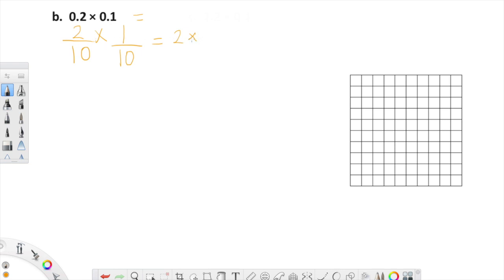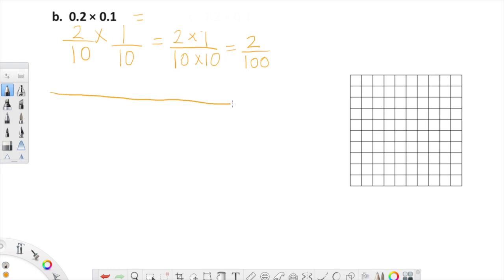So up top, we're going to multiply the numerators together. That looks like 2 times 1. And then down low, downstairs, we're looking at 10 times 10. Multiply the denominators together, so that's 10 times 10. And then let's just evaluate this. So 2 times 1 is 2. Okay, and then 10 times 10 is 100. So 2 tenths times 1 tenth is 2 hundredths, or 2 tenths of 1 tenth is 2 hundredths.